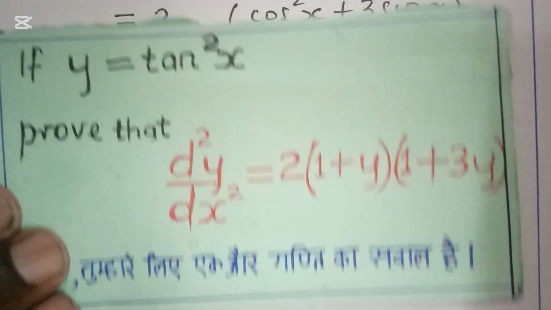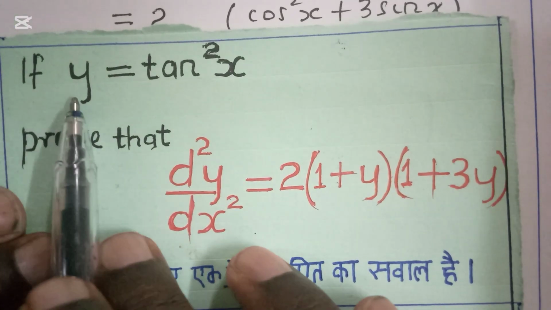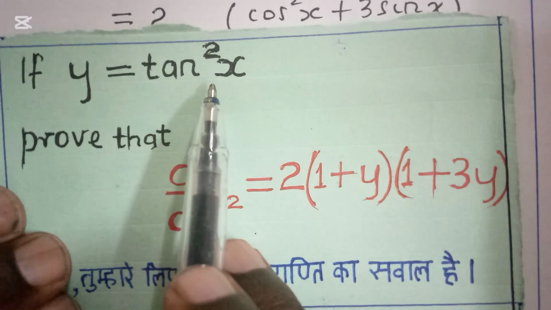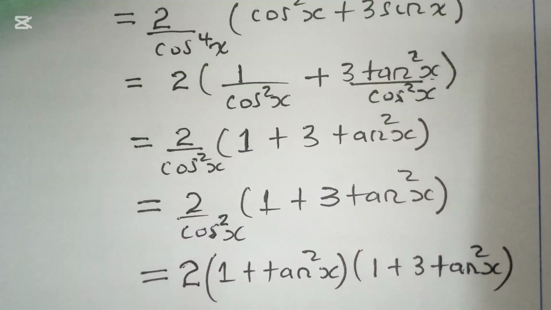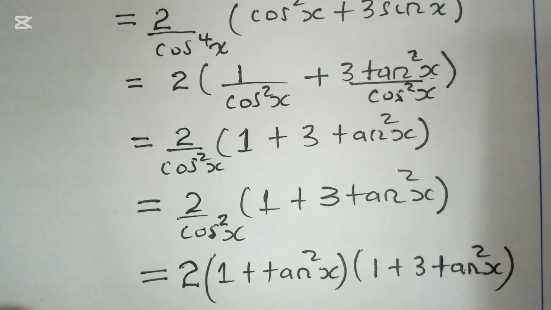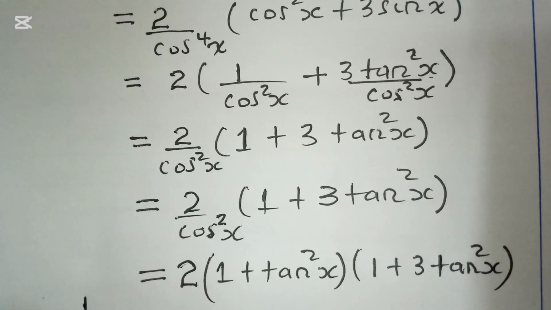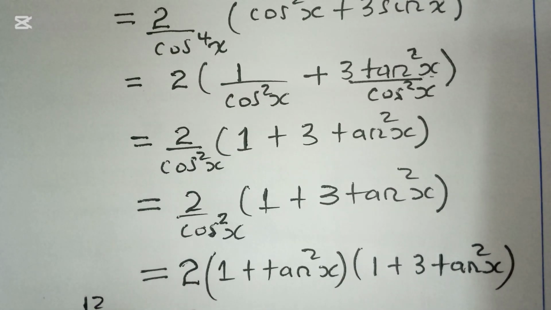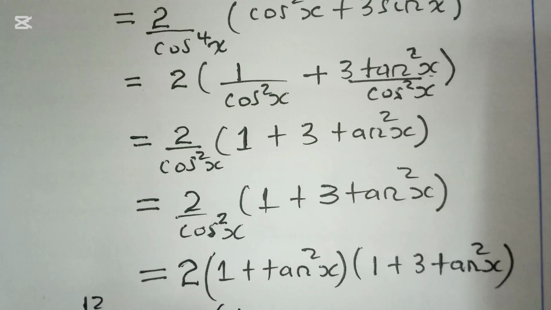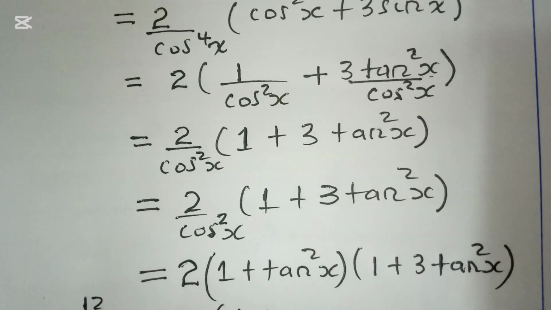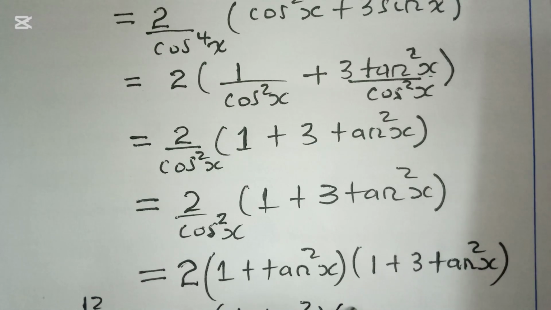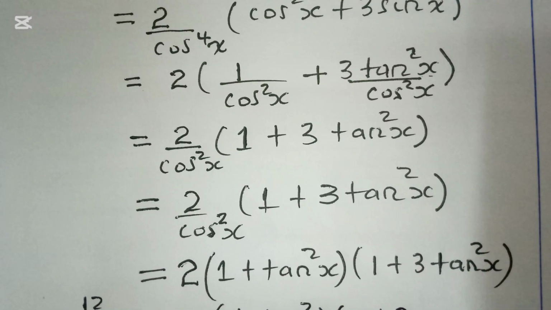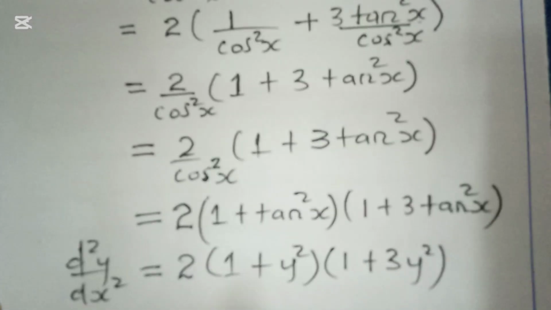But remember, guys, that y is equal to tan squared x, and so we replace y with tan squared x. So finally we will have d squared y, second derivative of y, will now be equal to 2 multiplied by (1 plus y) multiplied by (1 plus 3y) in brackets. So guys, this is now our solution.